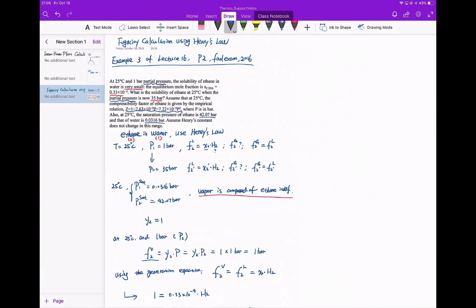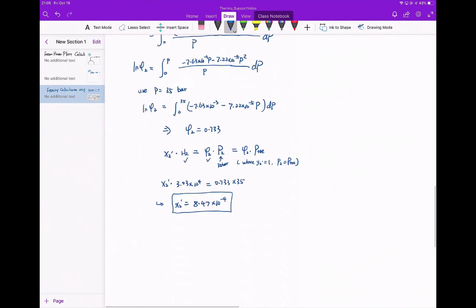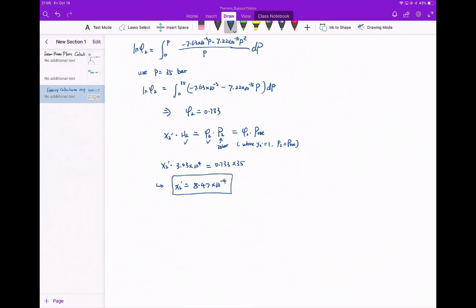Okay, this is the first example. And the other example is example 4 of lecture 16, which is problem 3 of the final exam for 2015. Okay, try to insert this.